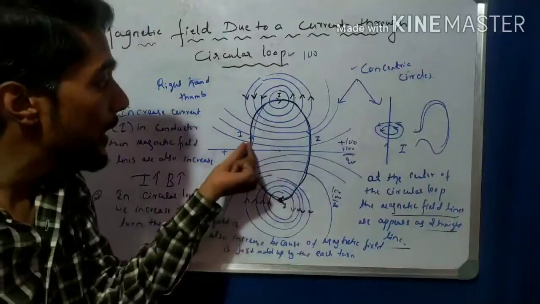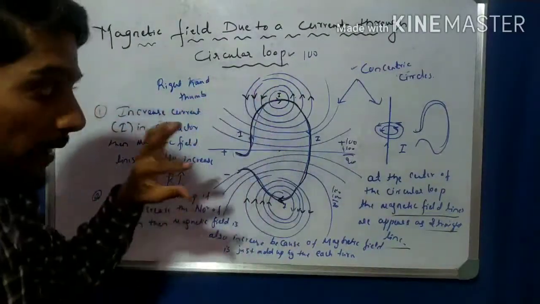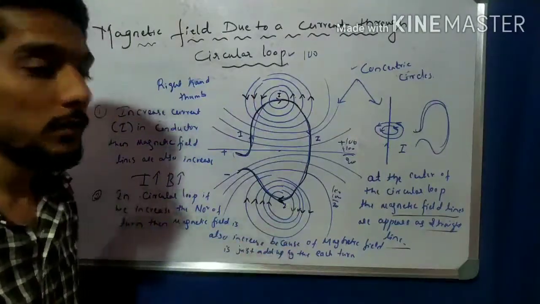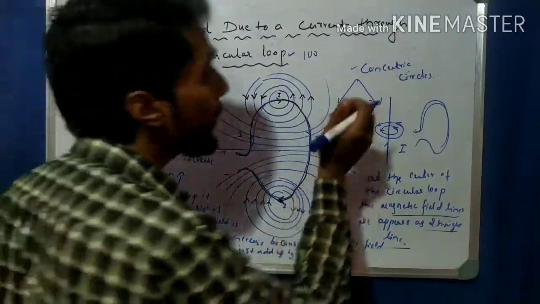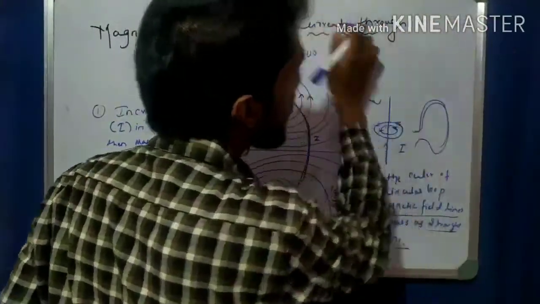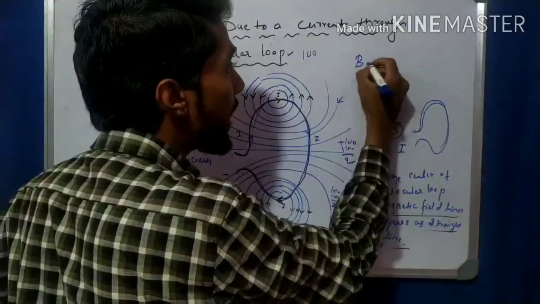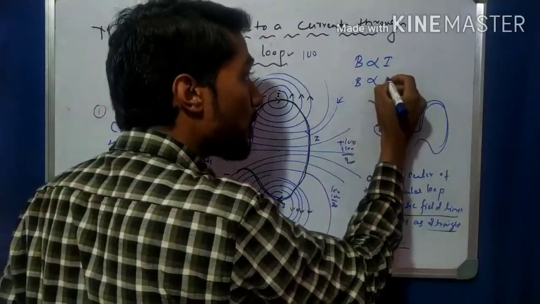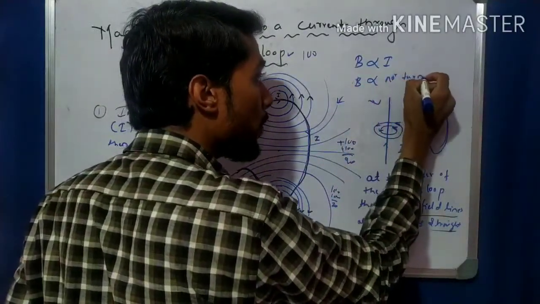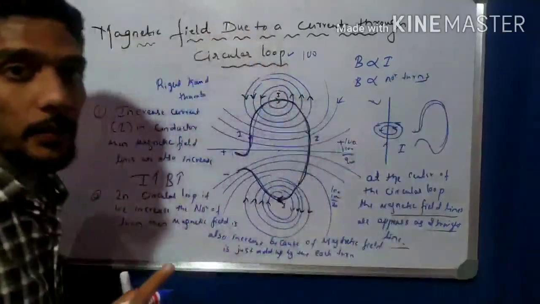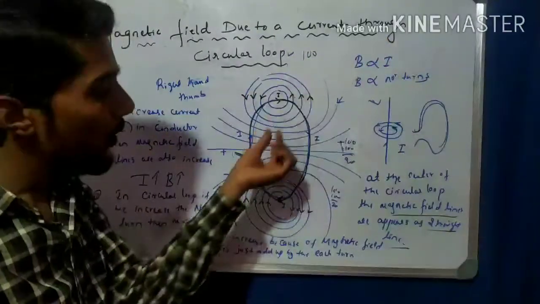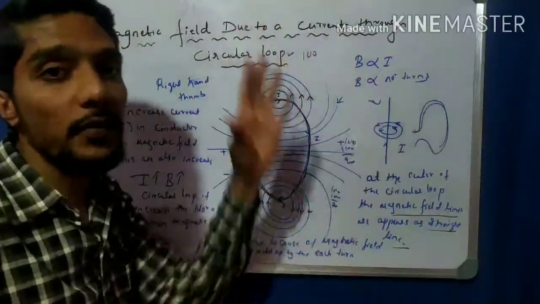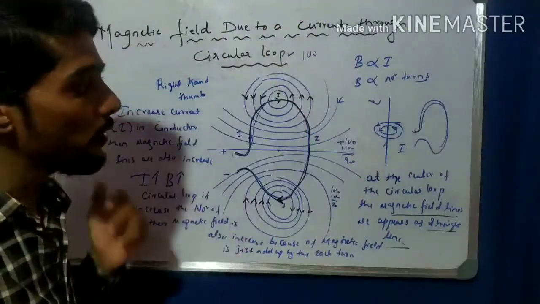So one is we increase the magnetic field by increasing current, and the second concept, we increase the magnetic field by increasing the number of turns. I can write here mathematically, that the magnetic field B is directly proportional to current, and the magnetic field B is directly proportional to number of turns. That is very important, two points here. If you increase the current, the magnetic field increases. If you increase the number of turns, the magnetic field also increases. This is one very important concept.